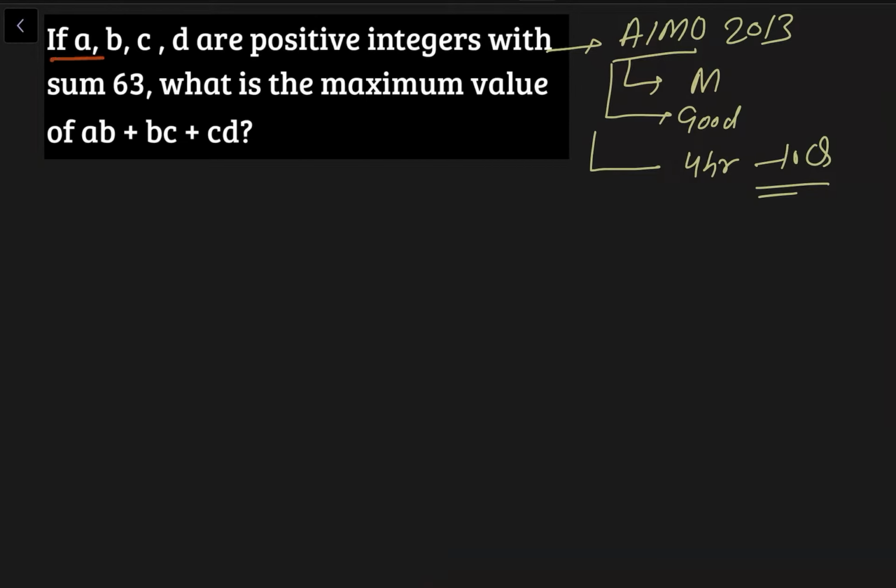It says that if A, B, C, D are positive integers with sum 63, what is the maximum value of AB plus BC plus CD? So basically he gave us this information that A plus B plus C plus D is equal to 63. One more thing, he says that A, B, C, D all are positive integers, meaning natural numbers. Then we need to find the maximum value of AB plus BC plus CD.